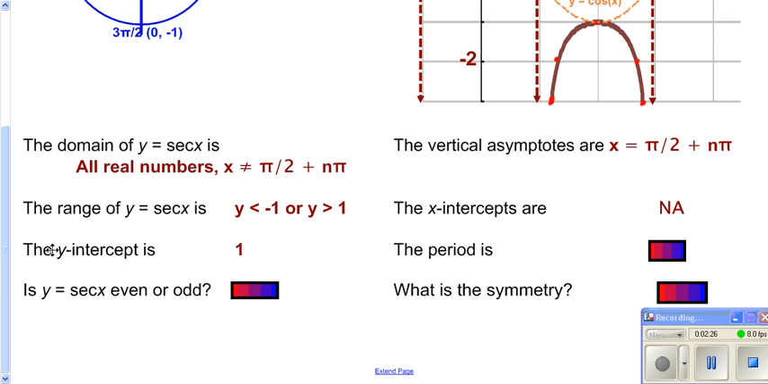The period, the symmetry, and the even and odd all go from your original function of cosine. The period of cosine was 2 pi, so secant will be the same thing. Cosine was symmetric about the y-axis, so your reciprocal, secant, has to be. And if it's symmetrical about the y-axis, it's an even function.